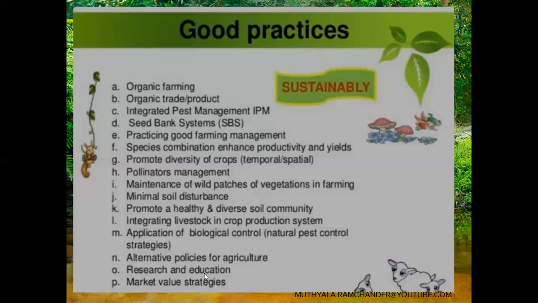Research and education also play a major role. By research we get an idea about the crop for the harvest. It is done by education. And market value strategy is also important. Market value means which crop has more value in the social market, in the local markets. Those strategies mainly help increase agrobiodiversity. The main focus is on agriculture biodiversity. By these methods, agriculture biodiversity is in healthy conditions.